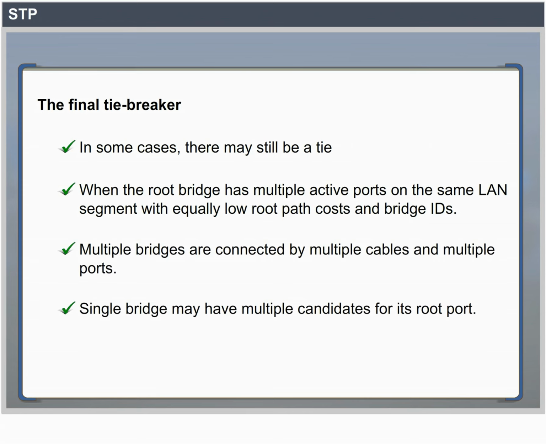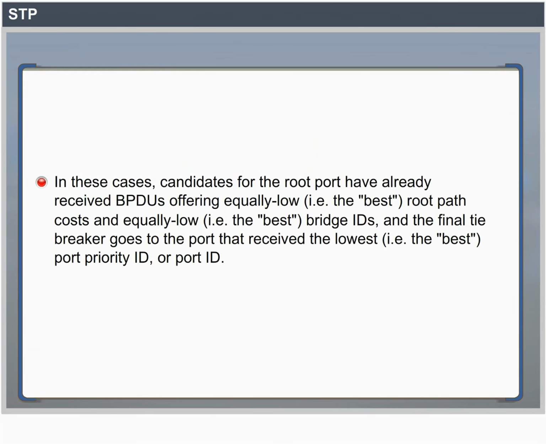In these cases, candidates for the root port have already received BPDUs offering equally low, that is the best, root path cost and equally low, that is the best, bridge IDs, and the final tiebreaker goes to the port that received the lowest, that is the best, port priority ID or port ID.